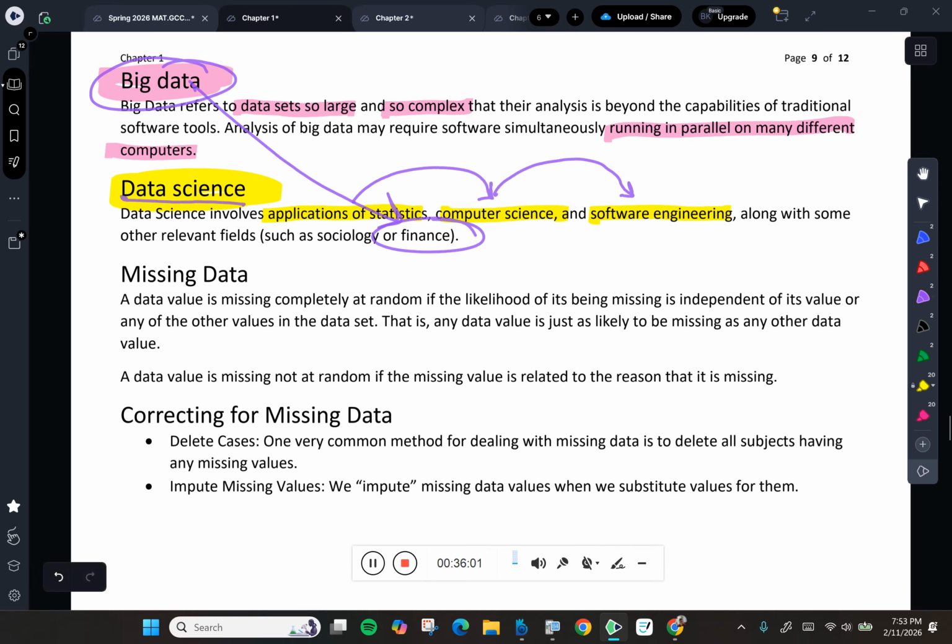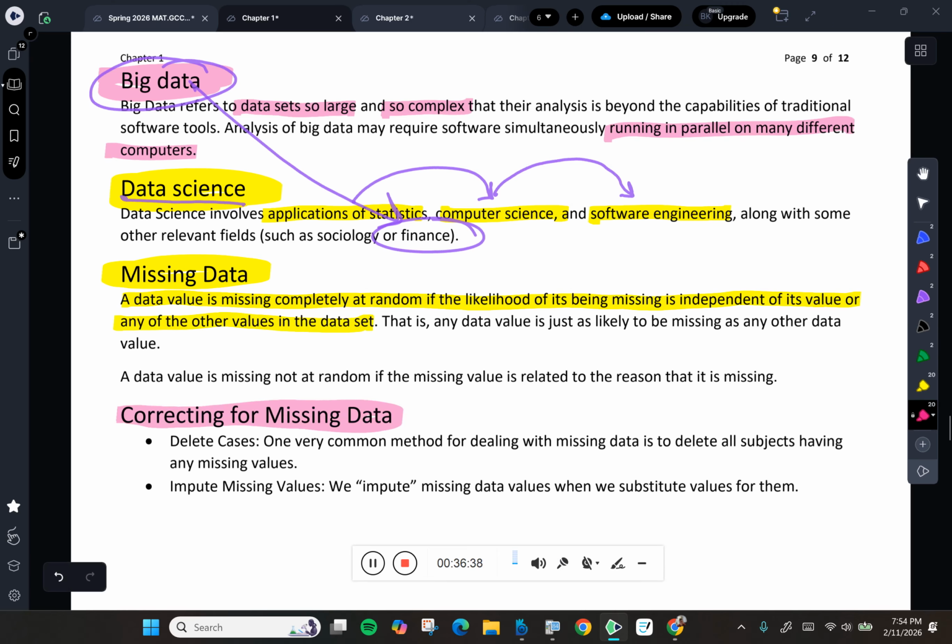We also have issues with missing data. What does missing data mean? Well, it's when you have data that is missing completely at random, where the likelihood is independent of its value or any other values in the data set. So missing data is when we have data that's missing from a data set for reasons that essentially don't matter. They don't affect the outcome. If it's not missing at random, we worry. And then we have to worry about correcting somehow for missing data.